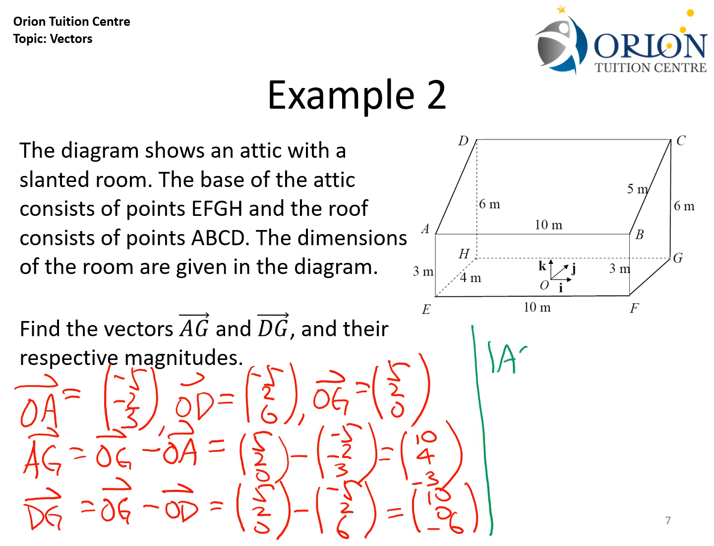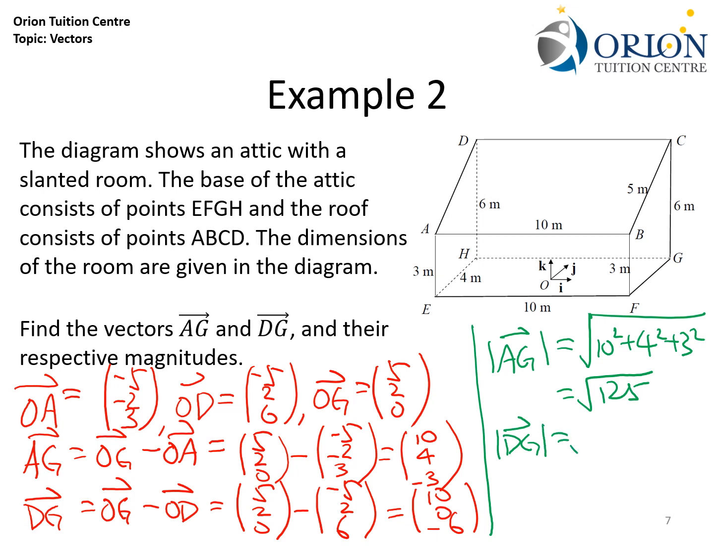Mod AG will be equals to square root of 10 squared plus 4 squared plus 3 squared, which becomes square root 125, and mod of DG will be equal to square root of 10 squared plus 0 squared plus 6 squared, which gives us square root 136.